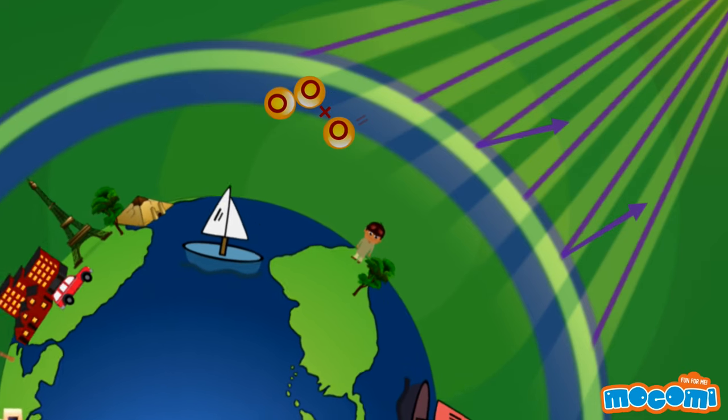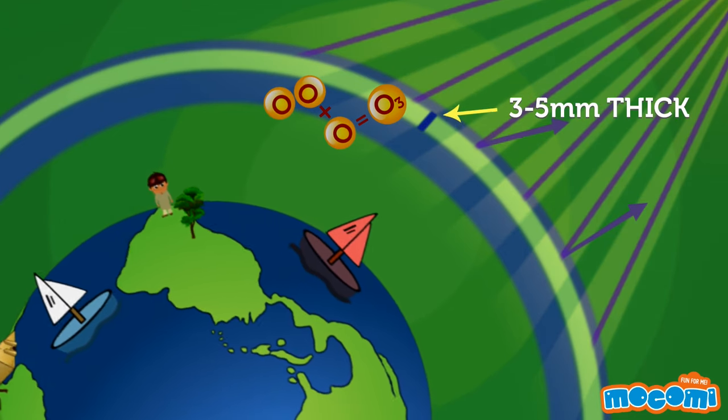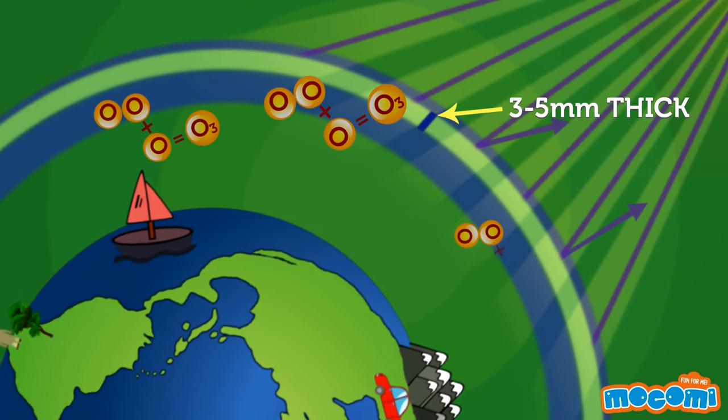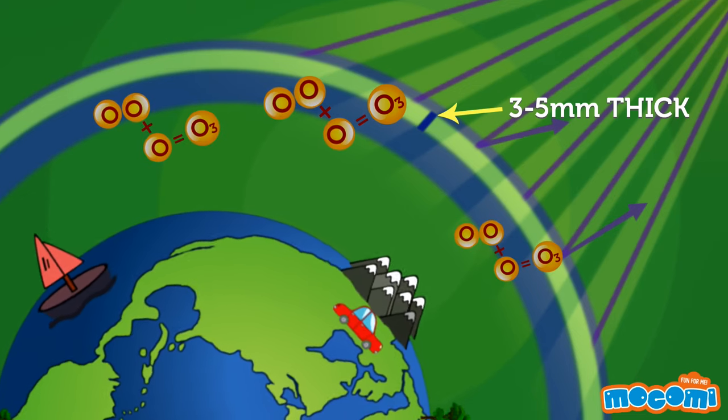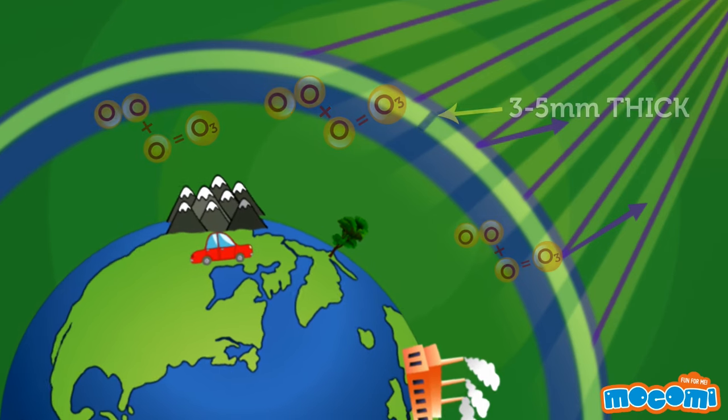Ozone is a gas made up of three oxygen atoms. This layer is just about 3 to 5 millimeters thick. This thinly spread out gas has been protecting life on the Earth's surface from UV rays for billions of years.